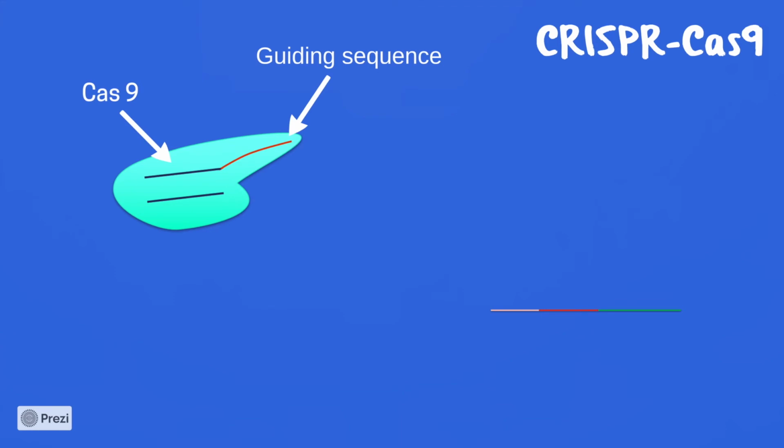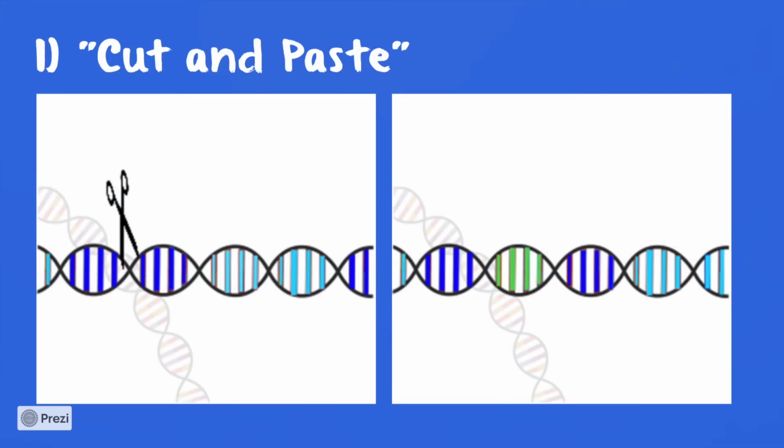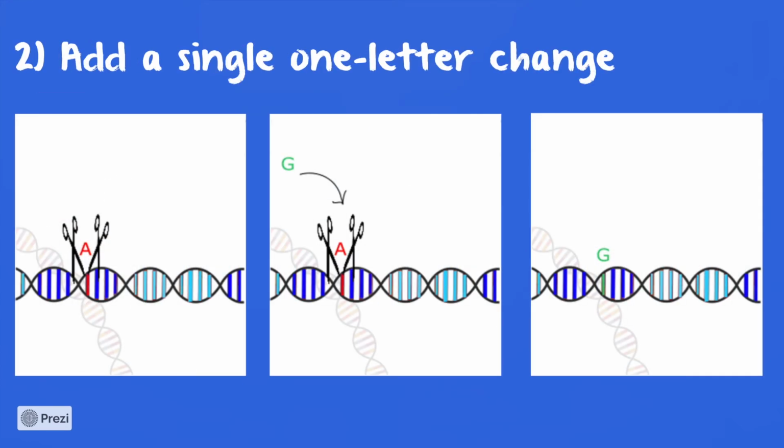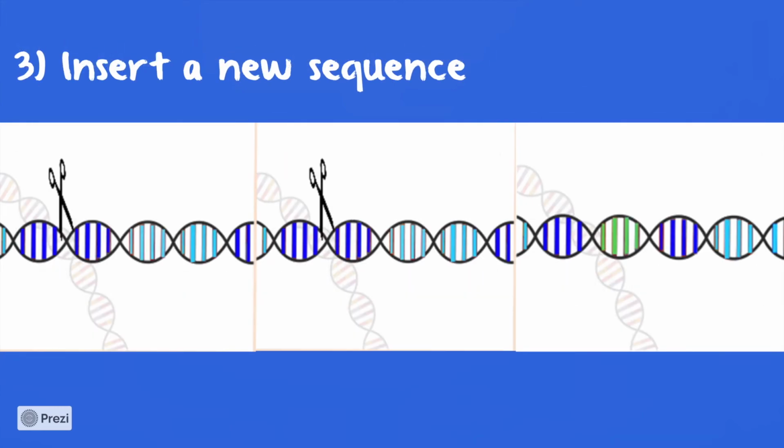The guiding sequence strand matches a specific sequence within our DNA that we would like to modify. The guiding sequence is embedded within the CRISPR-Cas9 system and searches for this DNA sequence to find its match. Once the match is found, Cas9 will then cut at that specific position. After that, CRISPR-Cas9 has the ability to edit in one of the following ways, depending on the situation. One, it can cut something out and glue the rest together. Two, it can add a single one-letter change. Or three, it can insert an entirely new sequence.